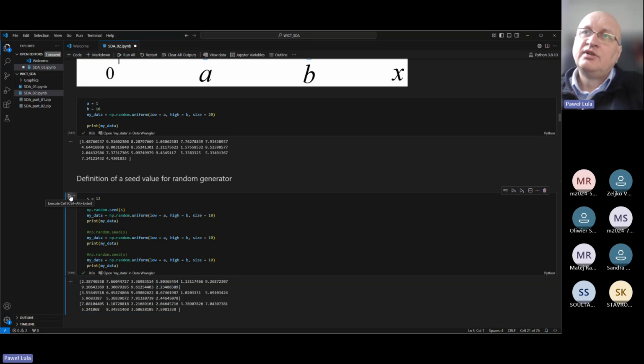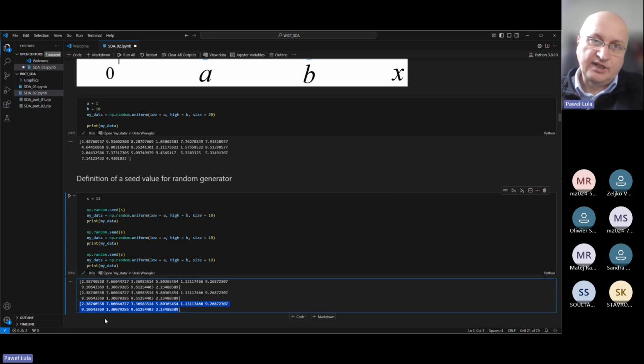And of course, we can repeat this experiment many times. But now, please look at the results here. We see 3 series, and all of them are identical. The first series, the second series, and the third series.